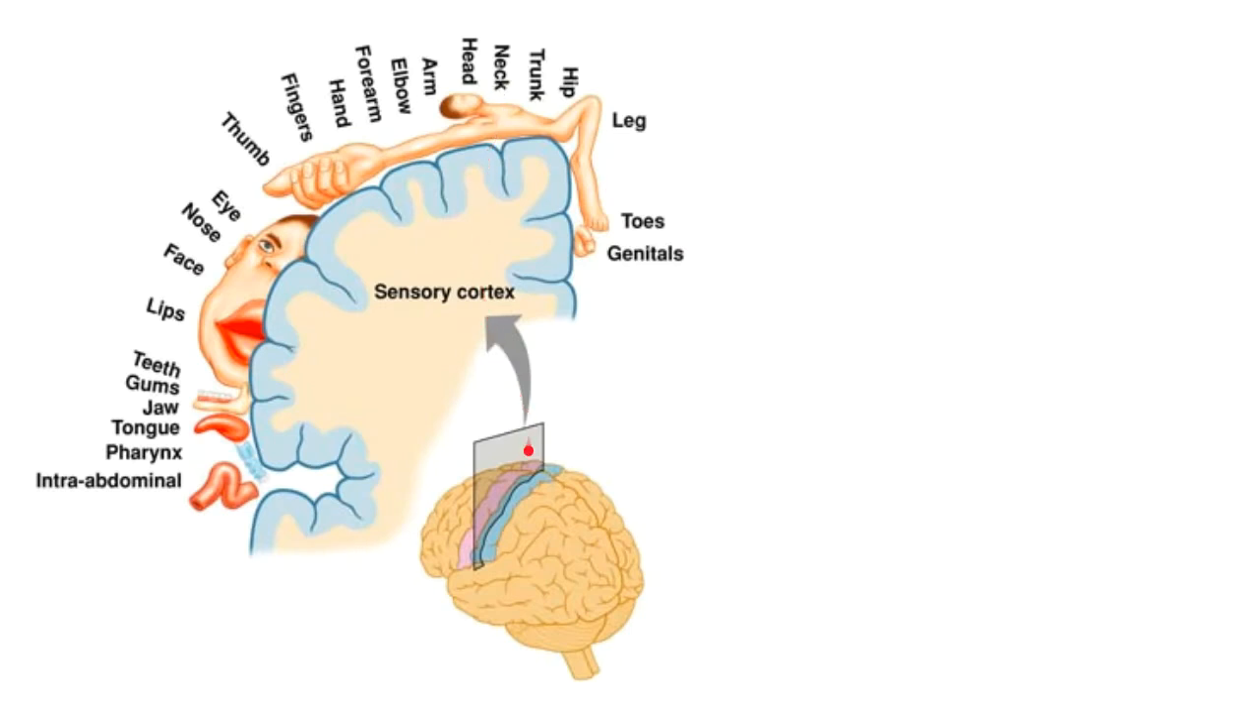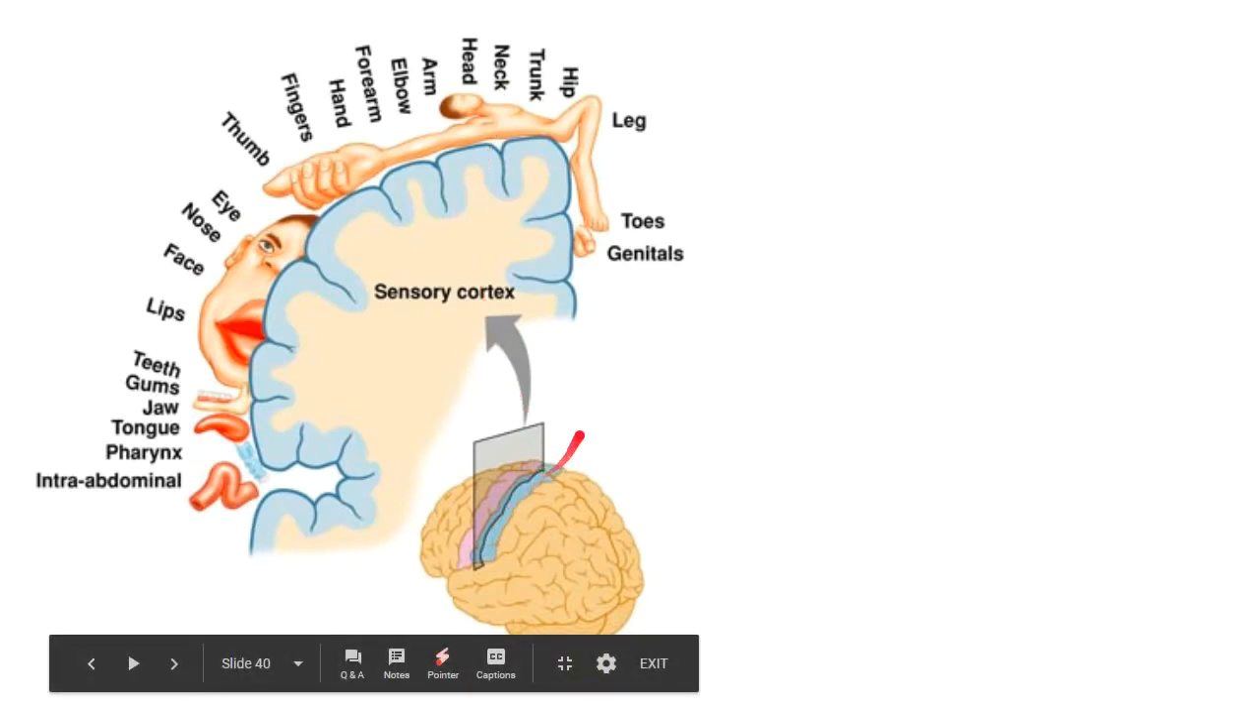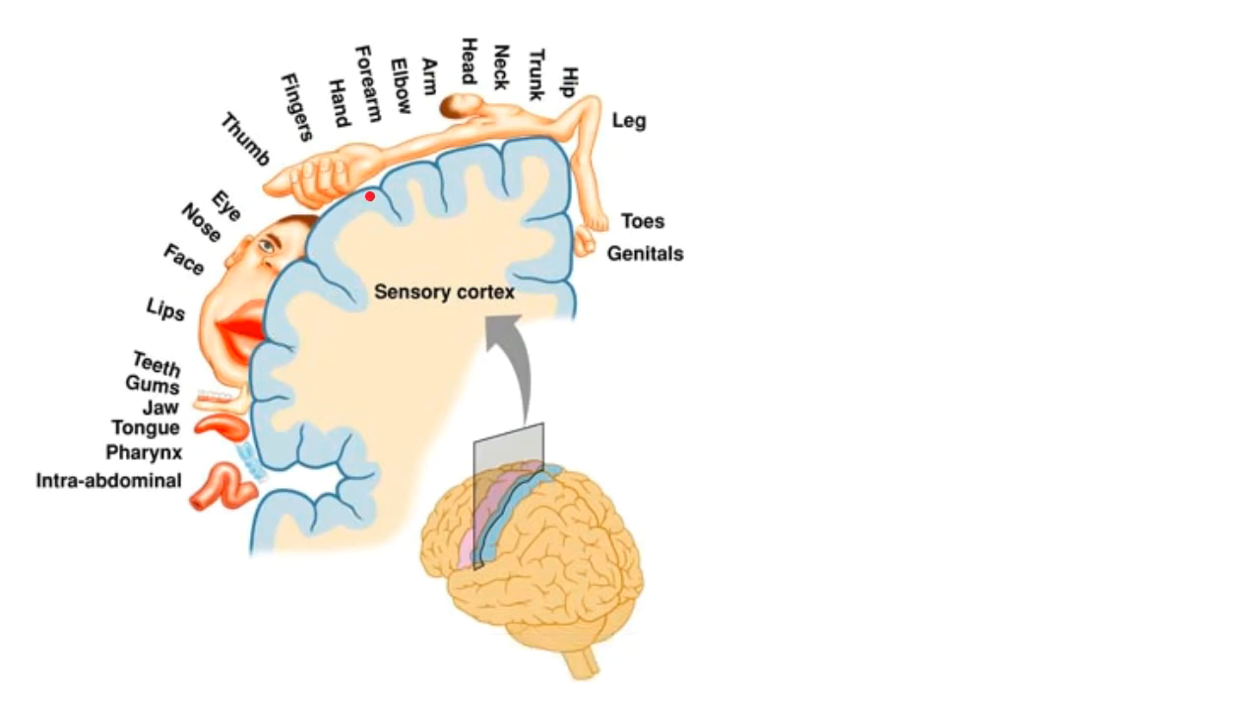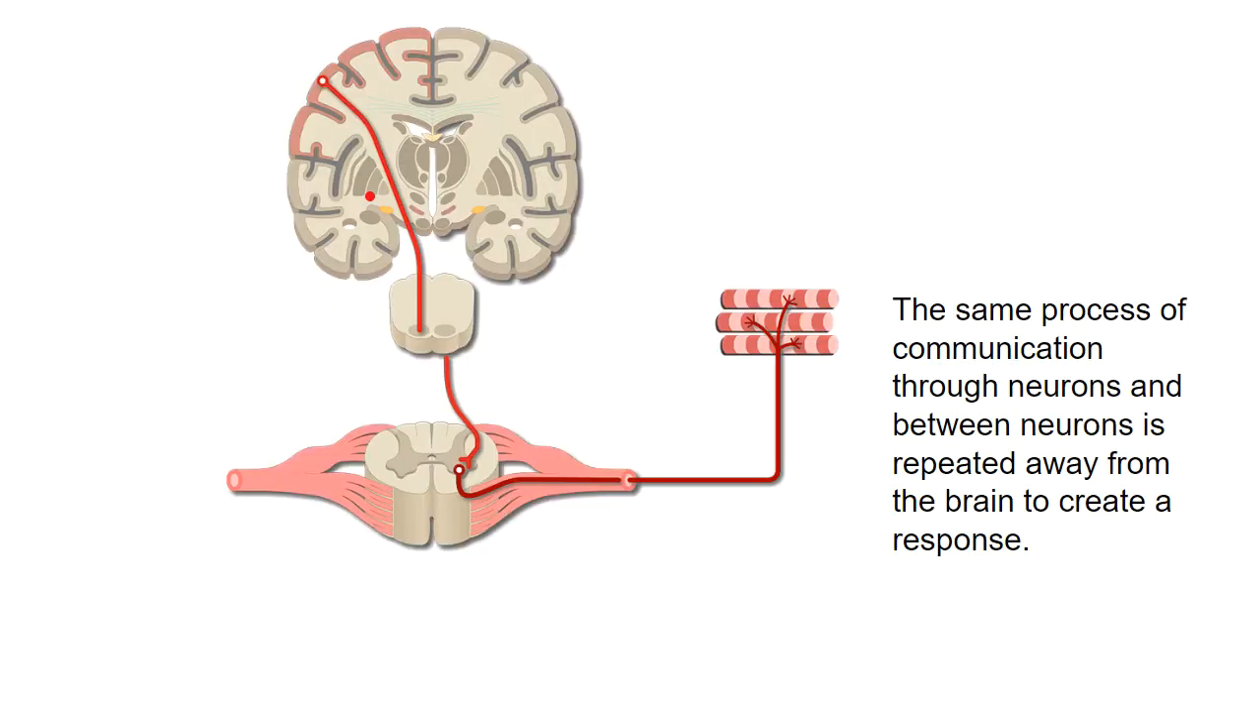So again, on this cortex, on this outside of your brain, we've mapped all the different parts of your cortex here where messages get sent to perceived stimuli. But again, the same process of communication with propagating action potentials is also going to happen in motor neurons, sending messages away and back to the muscles of your body.